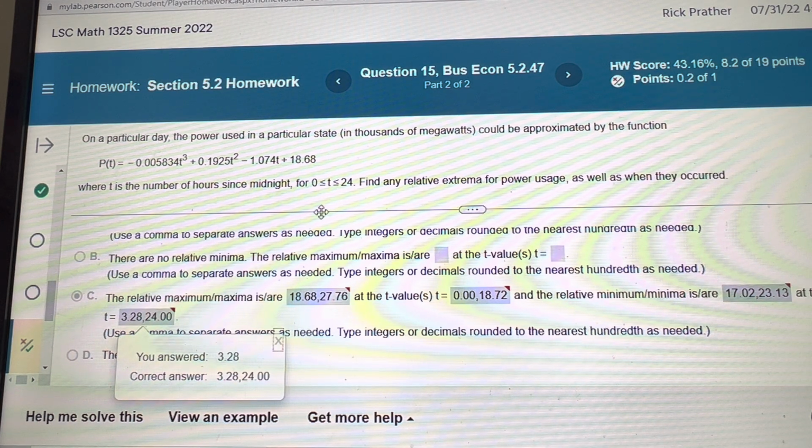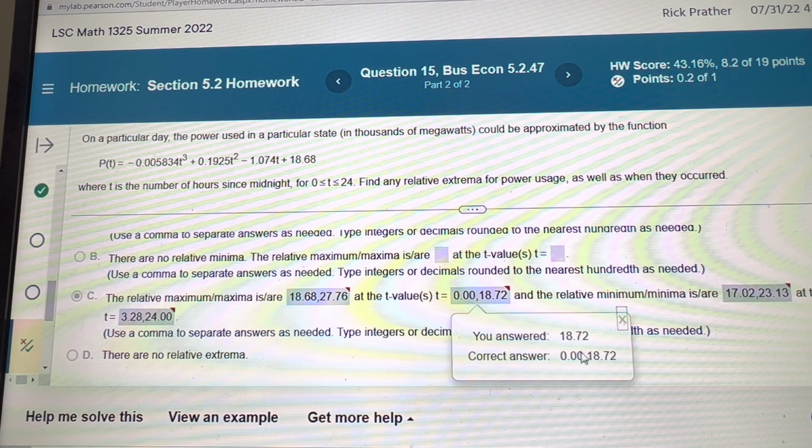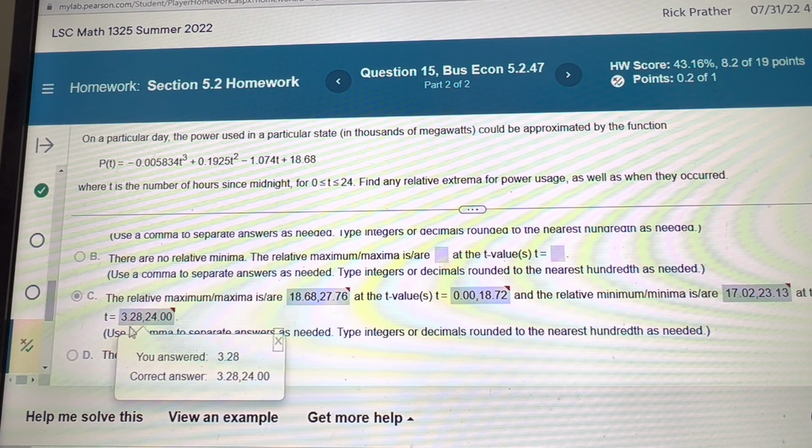Oh, I think I know why. 0 and 24. Because we have an interval from 0 to 24, the endpoints of the interval count as well. That's what's going on here. So the 0 is here. I had 18.72, but 0 is another one. And then I had 3.28, but they have 24. So the extra two numbers are coming from the beginning and the end of the interval. And that's why there are second values here as well.